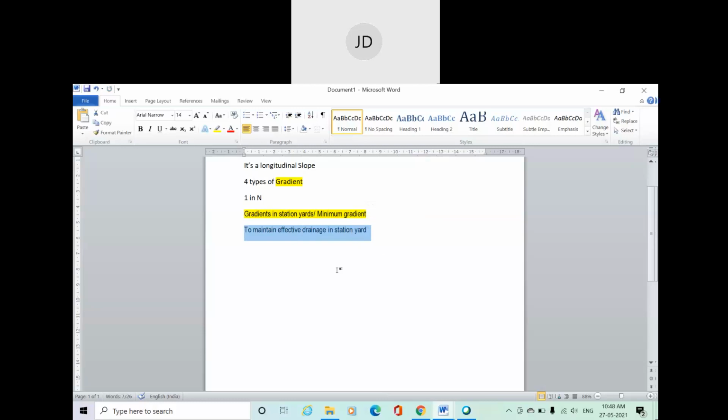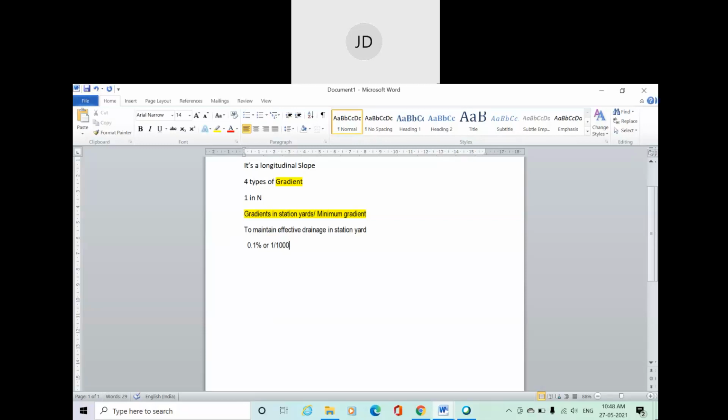So basically, how much is provided? Generally, it is provided as 0.1 percent. So the minimum gradient provided in the station yard is 0.1 percent. It is also represented in the ratio as 1 divided by 1000, which gives 0.1%.